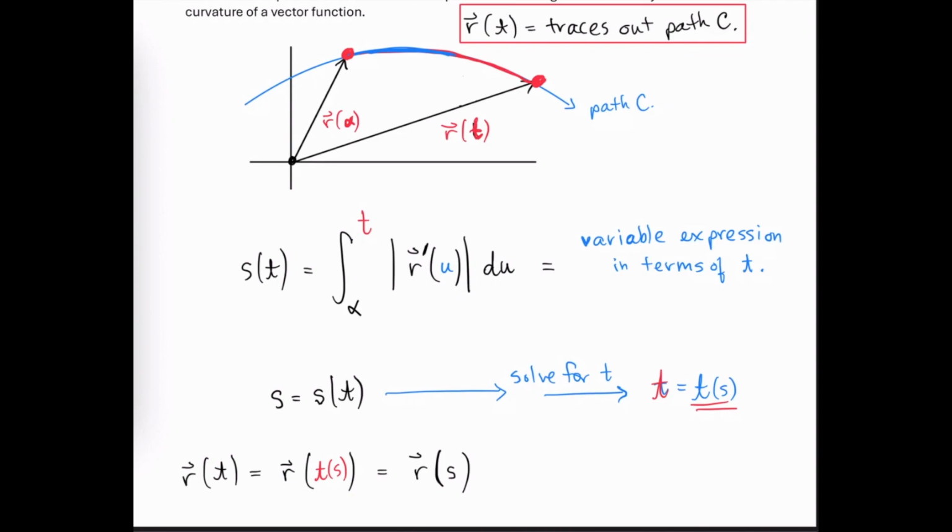So essentially what we're doing is we're letting the parameter be the upper limit of the integrand, the lower limit is some constant value. We're integrating in order to get a variable expression that is in terms of t, and then solving that for t in terms of s, and then using this as a substitution for t to get the original vector function to now depend on the arc length.